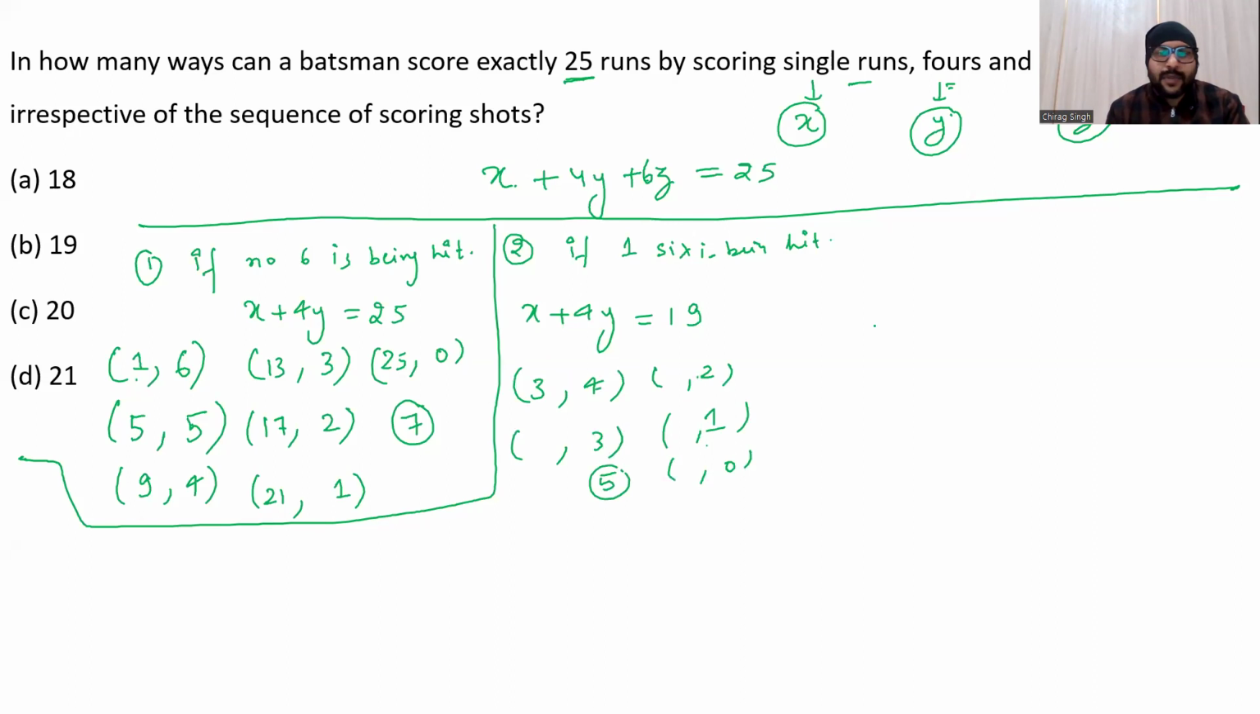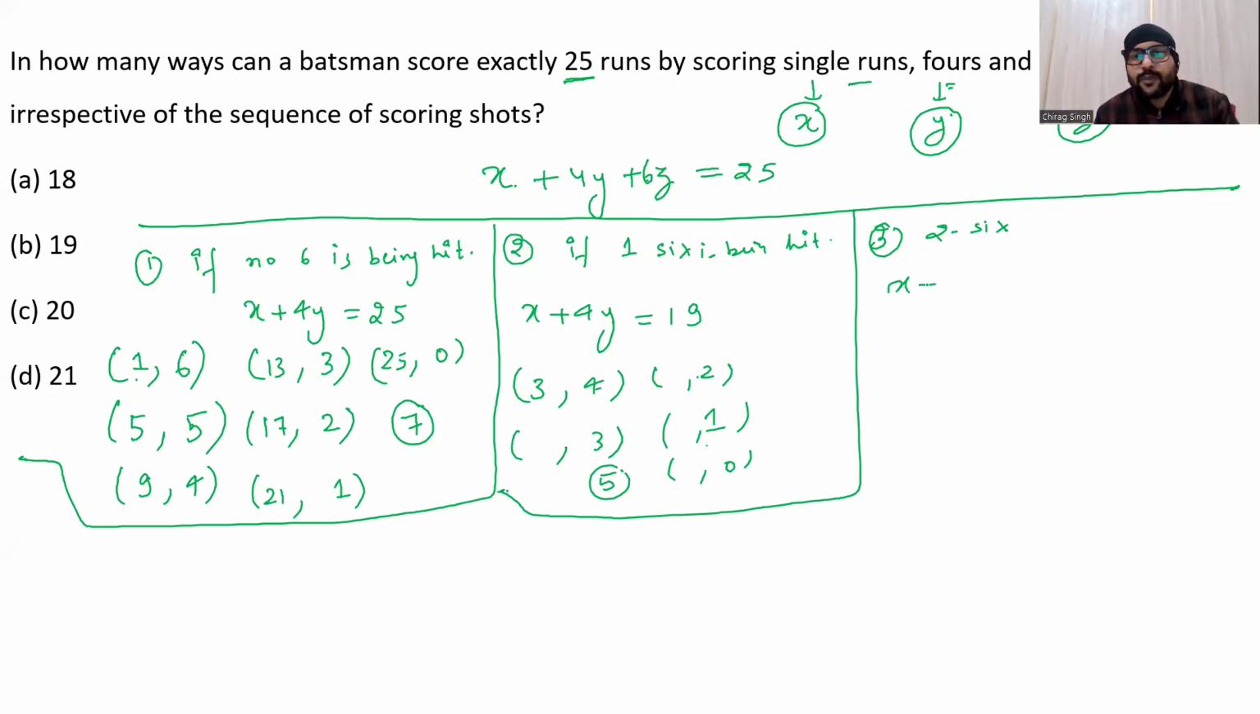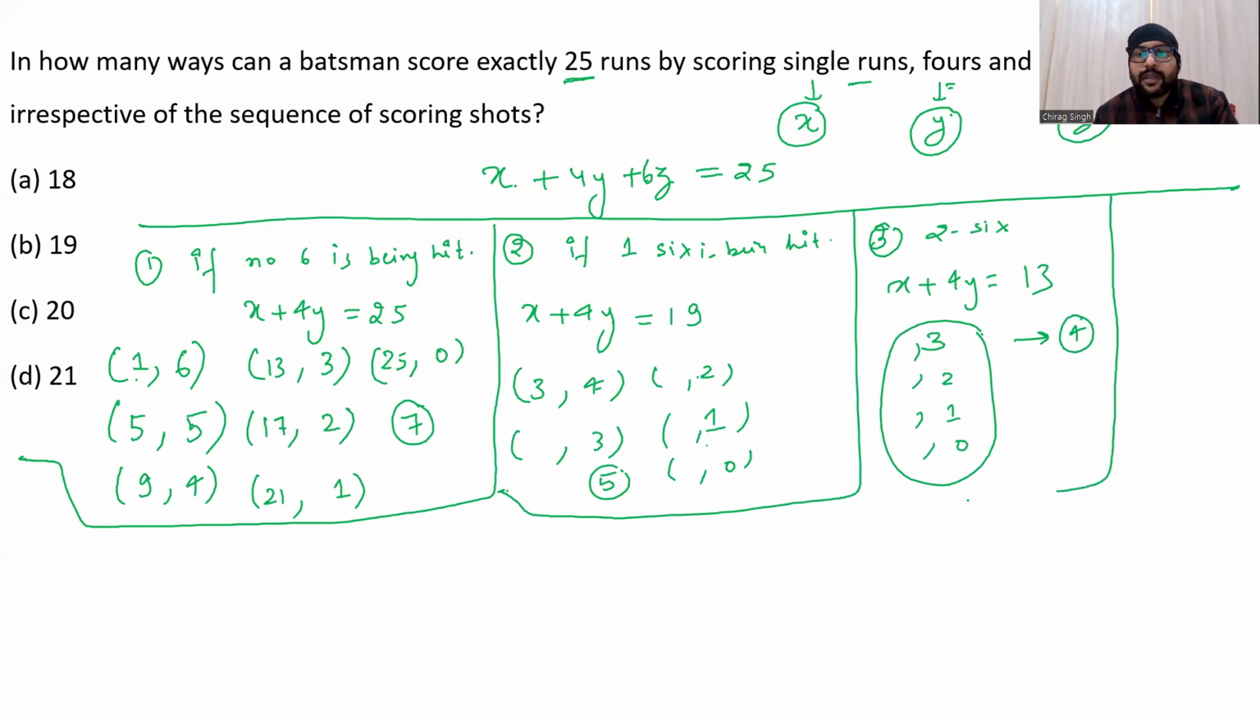Okay. Similarly, if you have hit 2 sixes, तो कितना हो जाएगा? 12 runs have been made by hitting sixes. Remaining are x plus 4y is equal to 13. Okay, ji. In this case, you can at max hit 3 boundaries. Then you can hit 2 boundaries, or 1 boundary, or 0 boundaries, which means 4 cases are here.